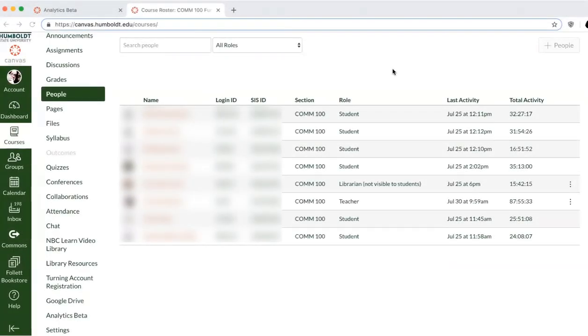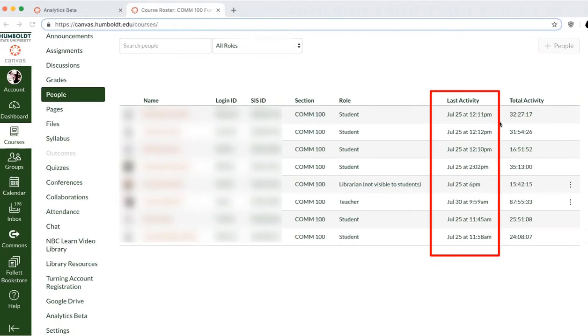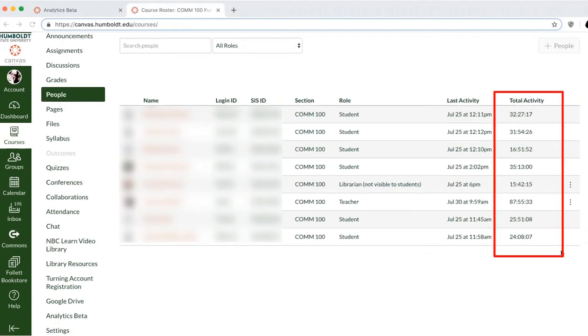As a professor at HSU, I am concerned about my students' success. I would go to Canvas to see when the last activity was that my students engaged in and what the total activity was that they engaged in. But there was a lot of information that I really wanted to get to improve my communication with my students and to get them engaged with the class.